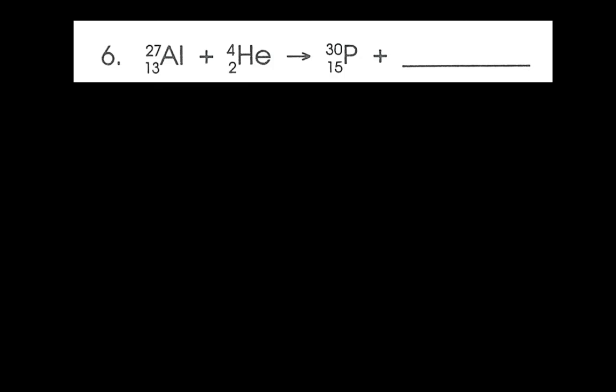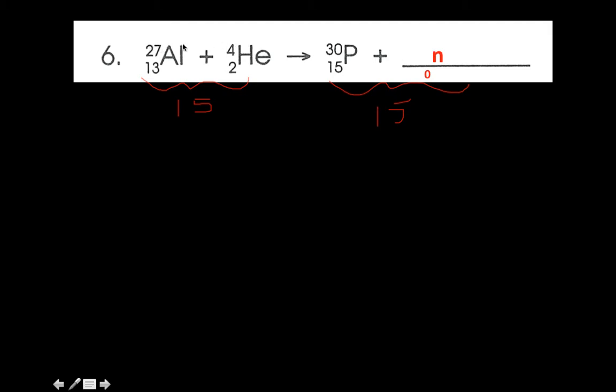Now we'll take a little more time. Number 6. We look at this and we go, okay, let's start on the bottom numbers. 13 plus 2 is 15. That means this side is 15. Well, 15 minus 15 is 0. And once we know that's 0, we kind of have this question beat. It's going to be a neutron. That means there's going to be a 1 up here. But let's check it out and see why.